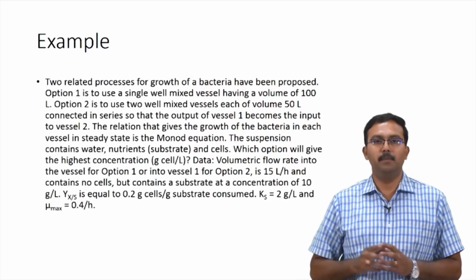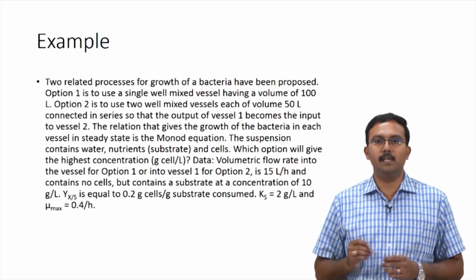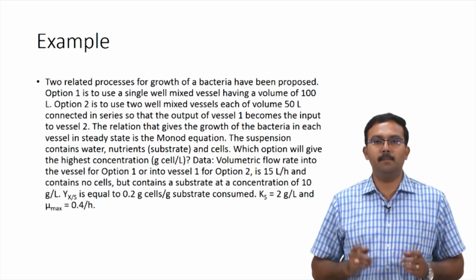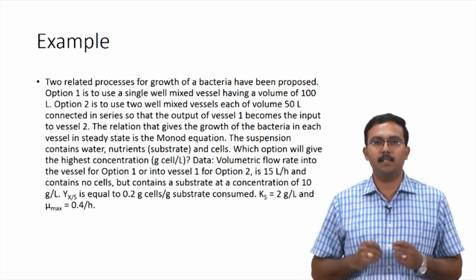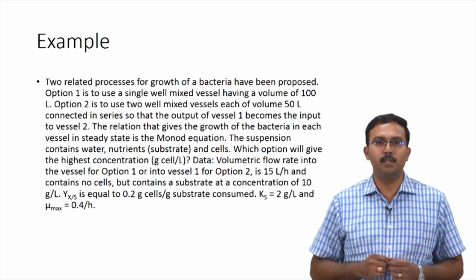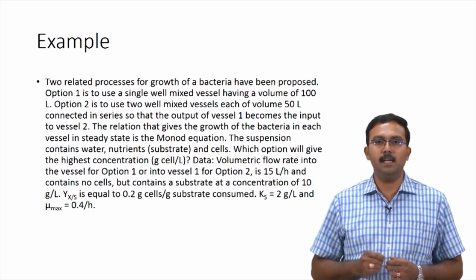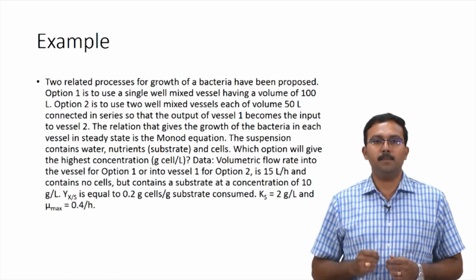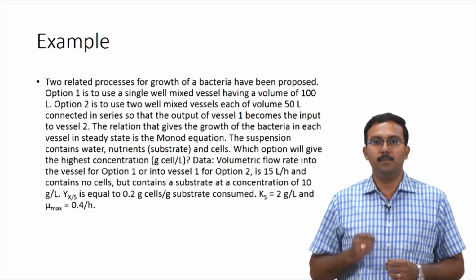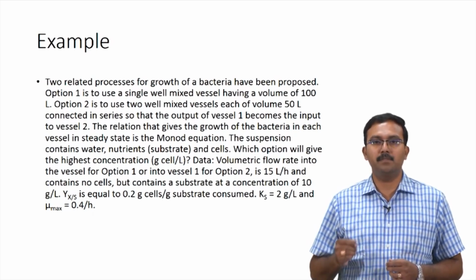Here is the example problem. Two related processes for growth of a bacteria have been proposed. Option 1 is to use a single well mixed vessel having a volume of 100 liters. Option 2 is to use two well mixed vessels each of volume 50 liters connected in series, so that the output of vessel 1 becomes the input to vessel 2. The relation that gives the growth of the bacteria in each vessel at steady state is the Monod equation. The suspension contains water, nutrients which are called the substrates, and cells. Which option will give the highest concentration of cells in terms of grams of cells per liter?